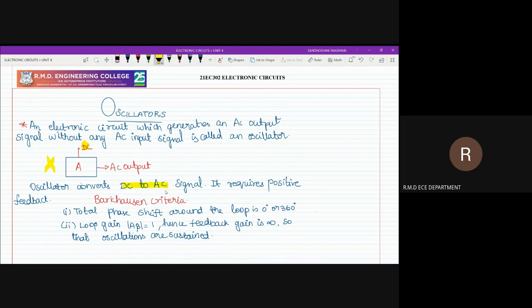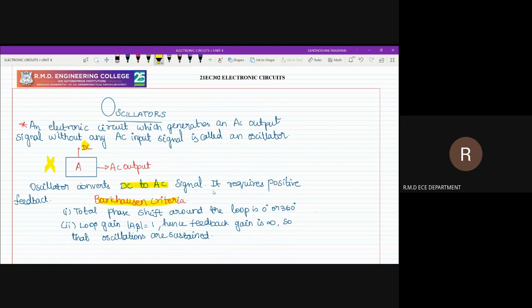So an oscillator converts DC to AC signal. We know the rectifier converts AC to DC. Here the oscillator converts DC signal to AC signal, and it works only with positive feedback. This oscillator must satisfy the Barkhausen criteria. It gives two conditions. One is that the total phase shift around the loop is 0 degrees or 360 degrees, or integral multiples of 2 pi. Then the loop gain A beta will be equal to 1.